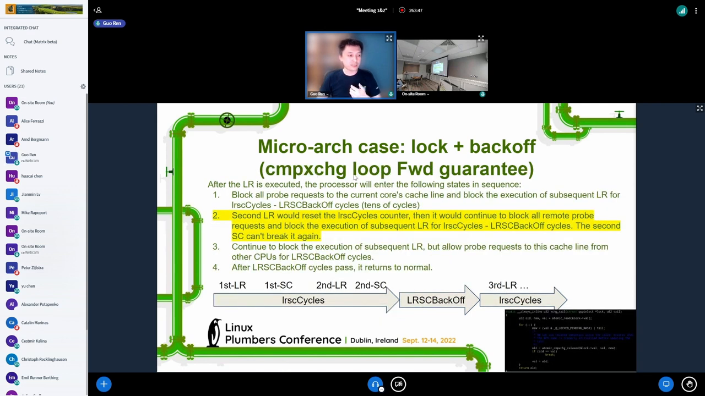And next is the compare exchange loop forward guarantee. In this implementation, because the compare exchange, we can think of it as the load reserve store conditional pair, and in the lock cycles, we can contain the two of them. But we still let the backoff happen between them, and then in this CAS loop, in the single loop, they would be in the same lock cycles, and then the forward guarantee would be guaranteed.